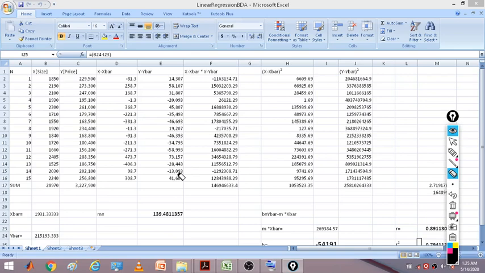For that we need to multiply x minus, you have just seen the formula. So in this formula here, we are just seeing the formula.